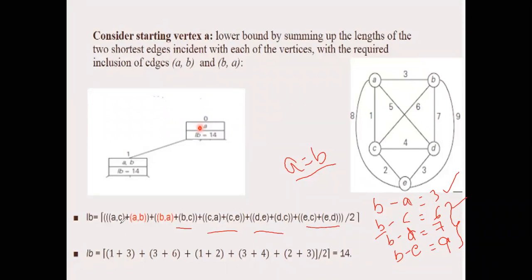So if you see A to C, what is the distance? It is 1. A to B, what is the distance? It is 3. So this is for A. We have taken the two nearest cities. From B, two nearest cities. From C, from D, and from E, we have taken two nearest cities, divided by 2. You get some value. Consider this and write it down here. Is it clear?